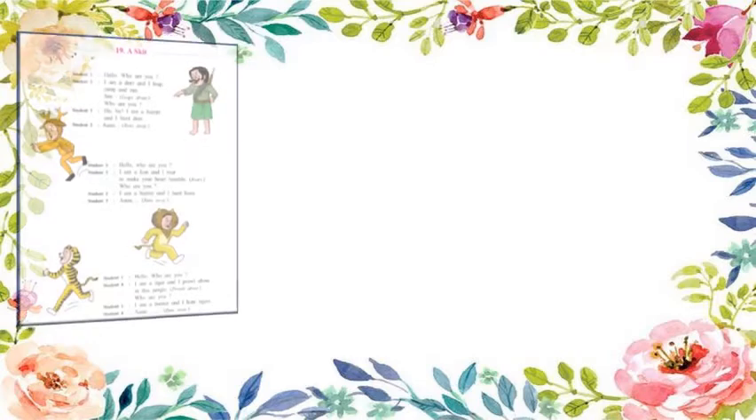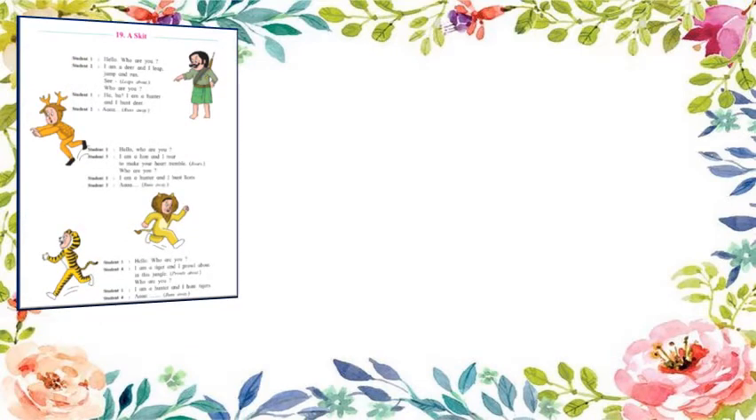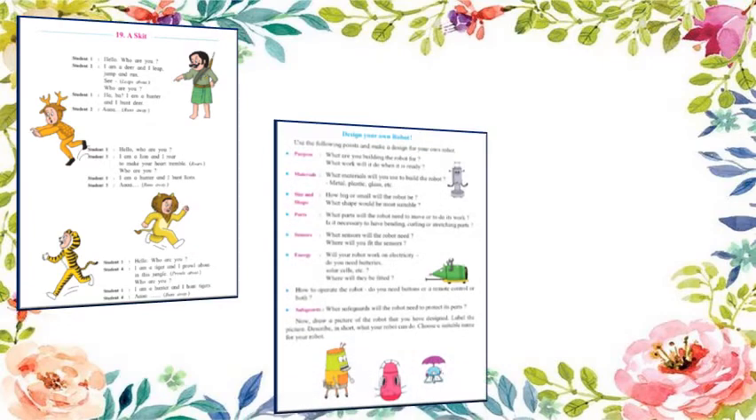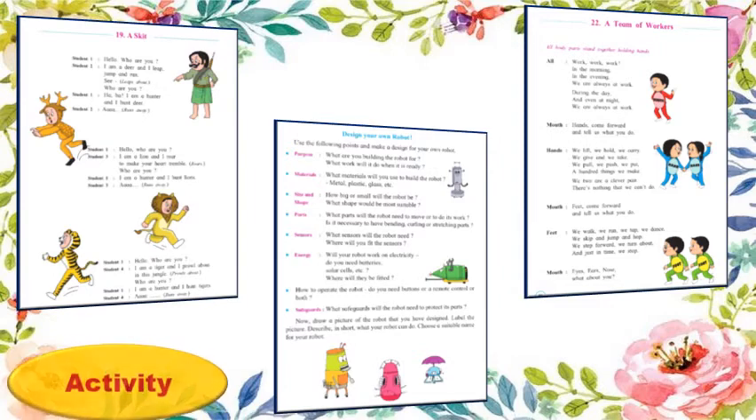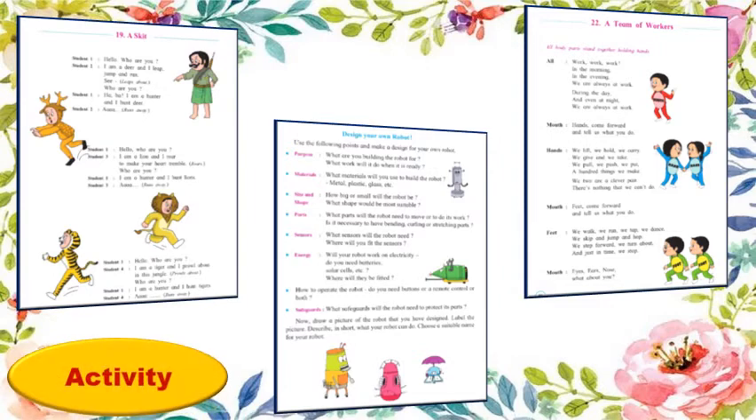The next one is a skit you are going to enjoy, and some robotics making. You are going to make the robotics with the help of the cardboard, and a team of workers, that is also a good one. These are all based on the activity.